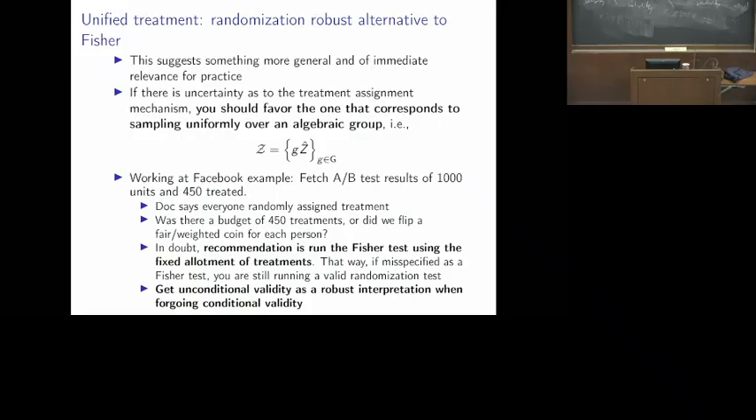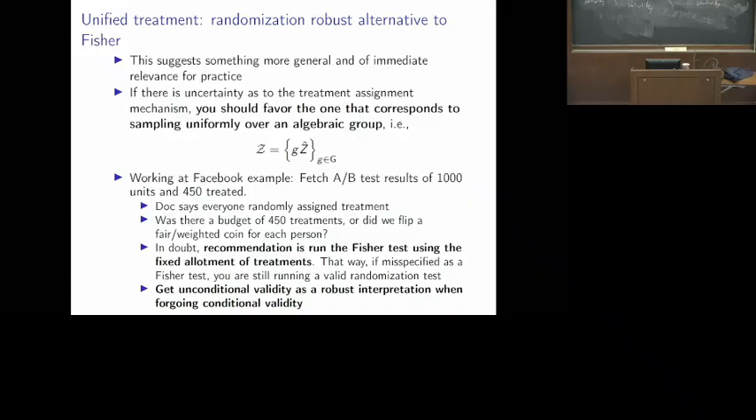So suppose you're working at Facebook, very modular enterprise, people work fast and break things, and you go fetch results from an A/B test, and it's poorly documented because they work fast and break things, and there's 1,000 units, and 450 of them are treated. And the documentation says everybody is treated randomly. And so is it that there was a budget of 450 treatments randomly assigned, or people came in the room and I flipped a fair coin or a weighted coin to decide if they were treated or not? How do you run your test?